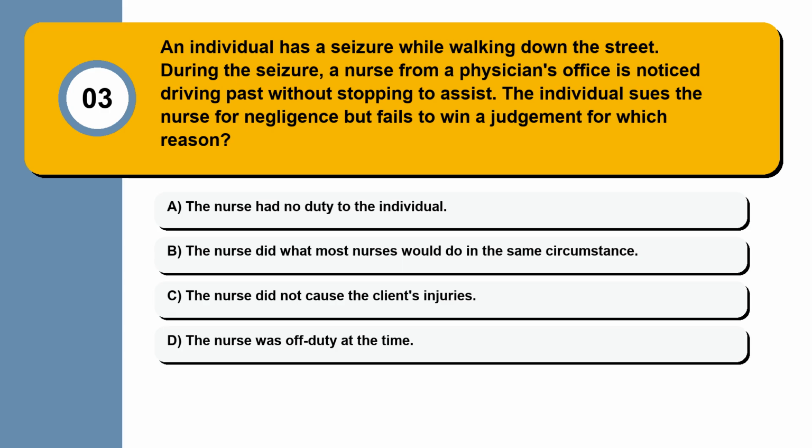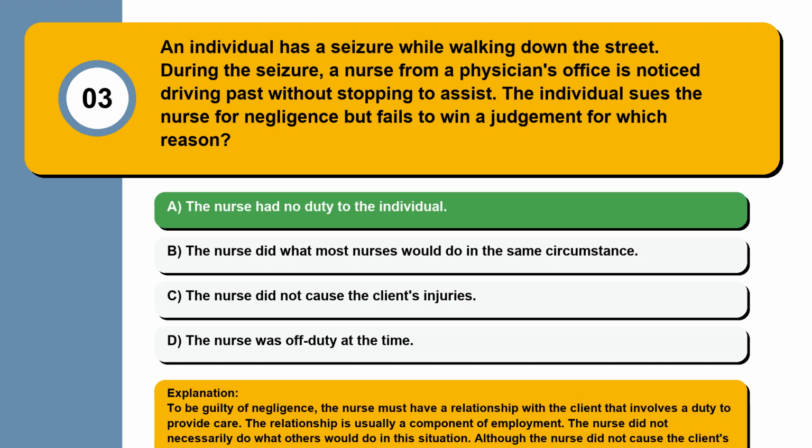Question 3. An individual has a seizure while walking down the street. During the seizure, a nurse from a physician's office is noticed driving past without stopping to assist. The individual sues the nurse for negligence but fails to win a judgment, for which reason? The nurse had no duty to the individual. The nurse did what most nurses would do in the same circumstance. The nurse did not cause the client's injuries. The nurse was off duty at the time.